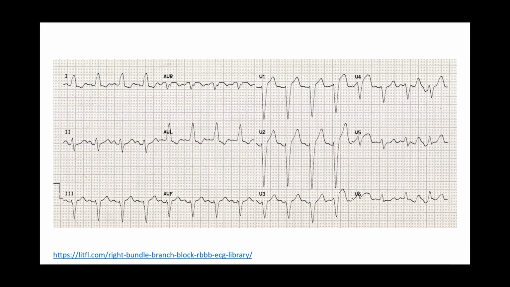Let's look at this next one. Take a minute to pause the video and identify the block. Alright, so once again you'll notice that there is no PR prolongation. In fact, it's just about 5 big boxes. There is, however, widening of the QRS complex greater than 3 little blocks. You can see that in lead 1, as well as most of these precordial leads as well. Finally, you see very deep S waves in V1, V2, and even V3. All of these are suggestive of a left bundle branch block.